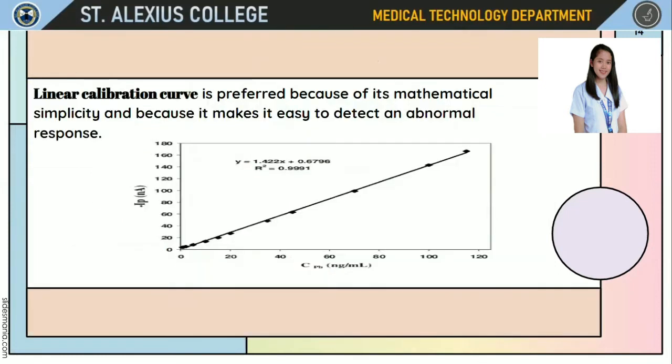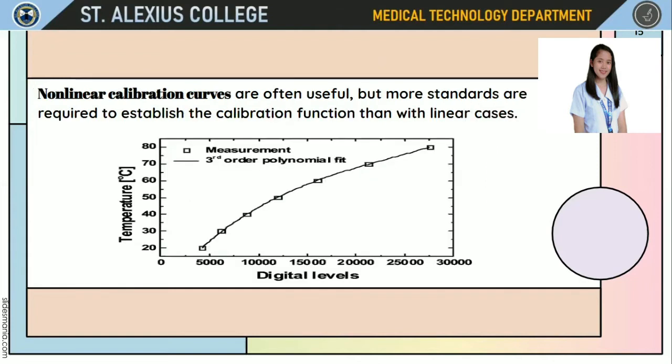The next is the linear calibration curve. It is preferred because of its mathematical simplicity and because it makes it easy to detect an abnormal response. This is an example of the linear calibration curve. The next is the nonlinear calibration curve. These are often useful, but more standards are required to establish the calibration function than with linear cases. This is an example of the nonlinear calibration curve.